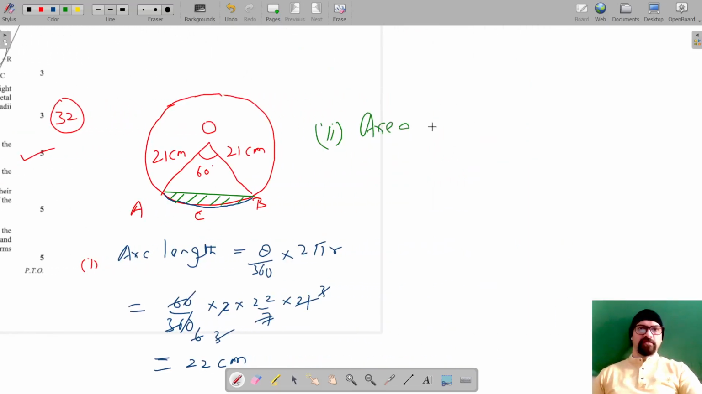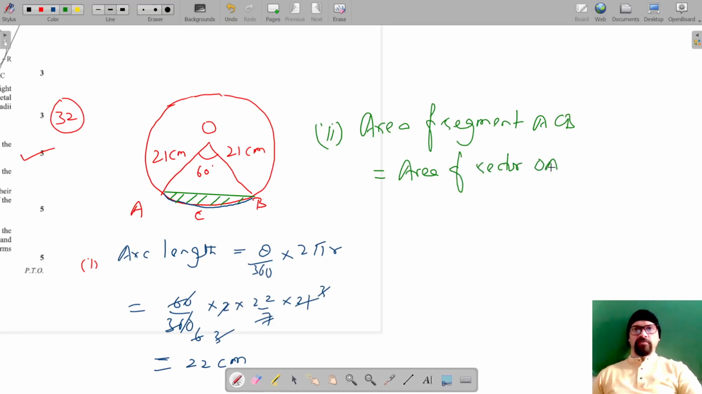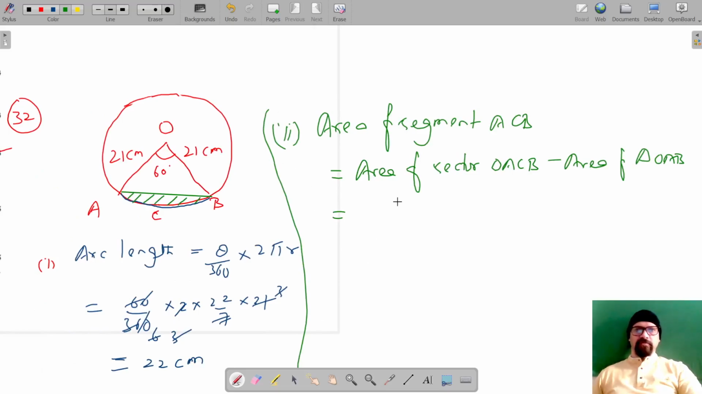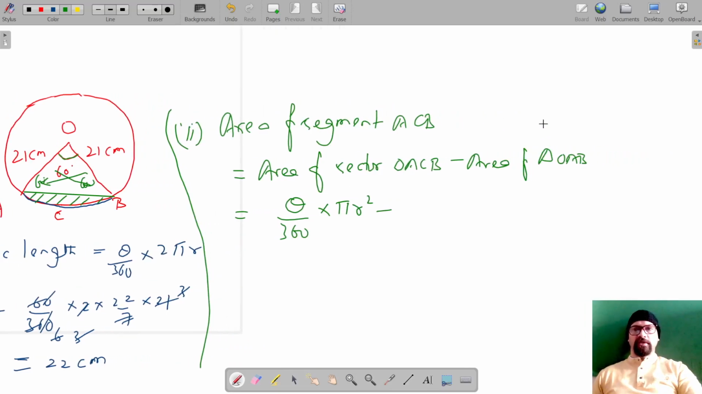The second part is the area of the segment, that is the minor segment ACB, and we are going to find it by subtracting the area of triangle OAB from the area of sector OACB. The area of the sector is given by the formula theta by 360 into the area of the circle, minus the area of the triangle. Now, because this central angle is 60 degrees and OA and OB are equal, these two angles are also equal and also 60 degrees. So AOB is an equilateral triangle, and we know that the area of an equilateral triangle is root 3 by 4 into side squared.